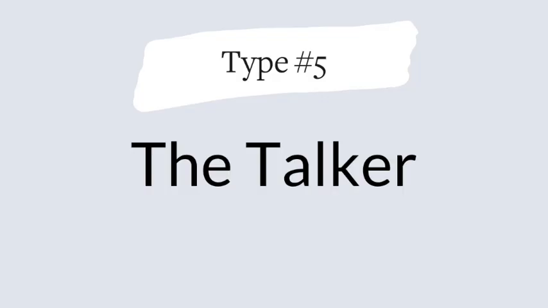So what can you do better? You need to make more space for your own feelings and reactions during a conflict. You may need to understand that some conflict is healthy and it doesn't always need to be avoided or immediately fixed or glossed over. That brings us to type number 5, which is the talker.